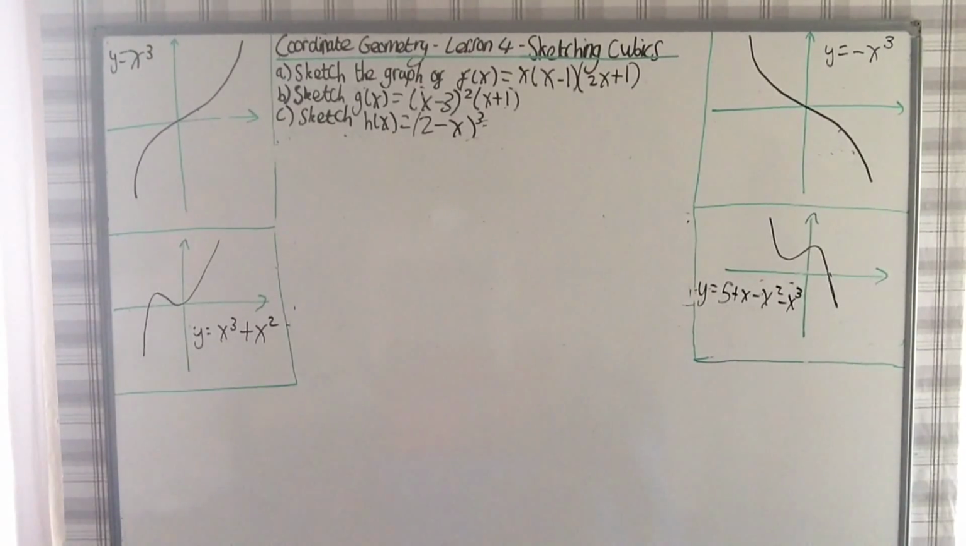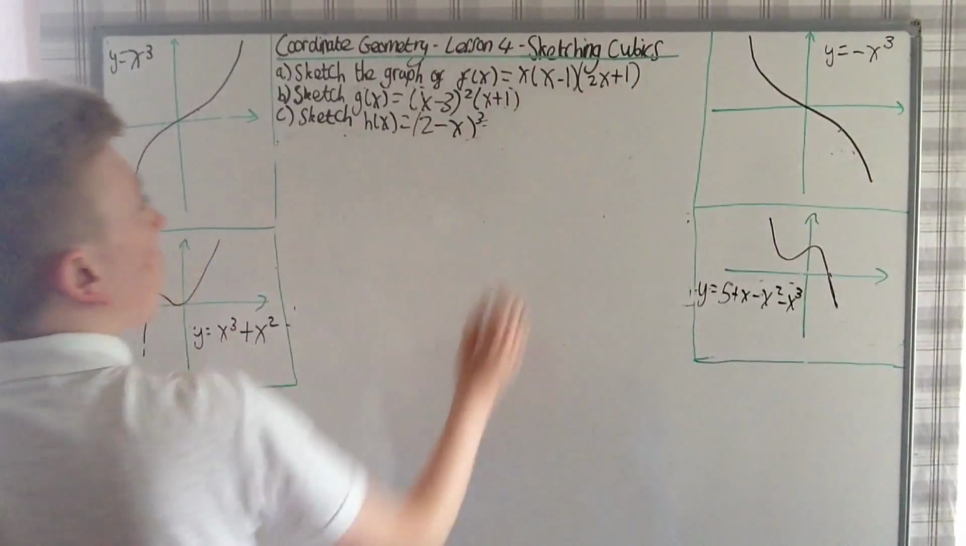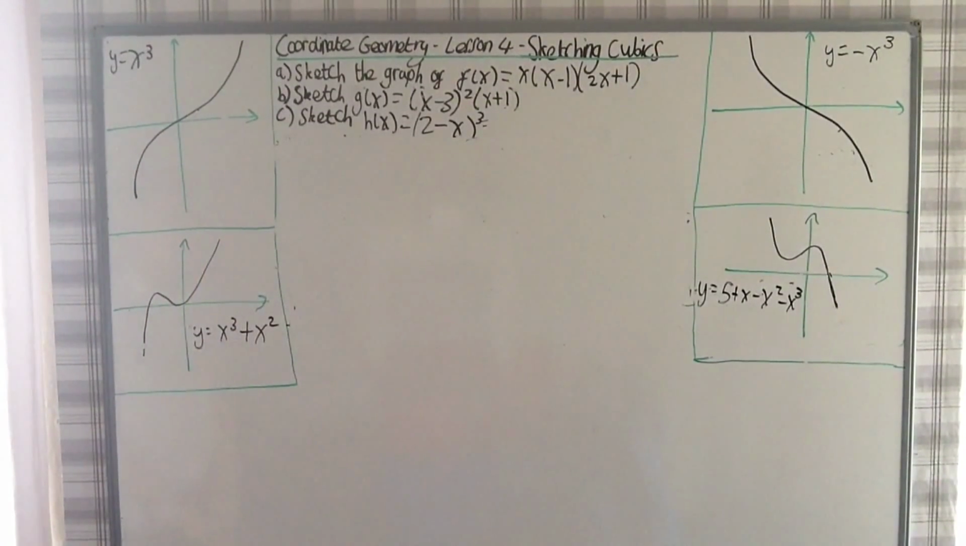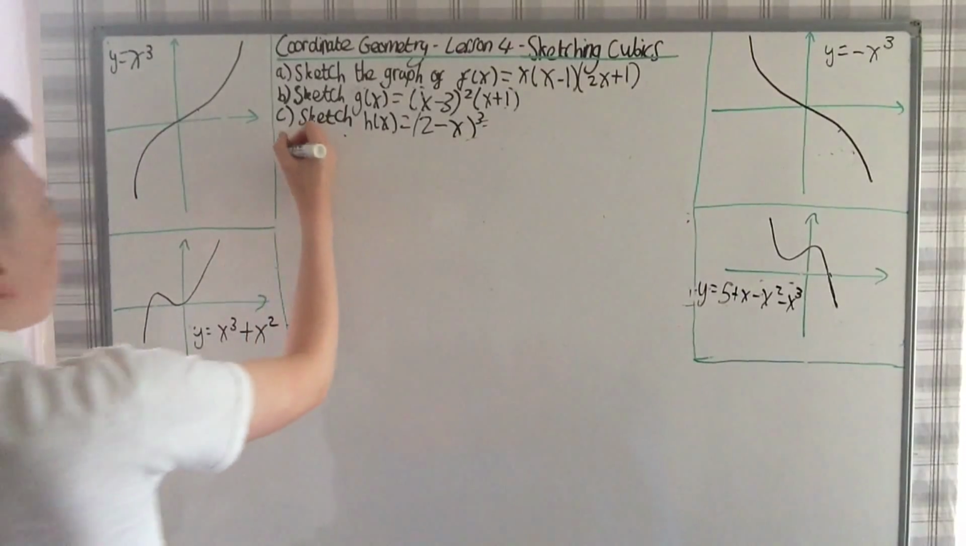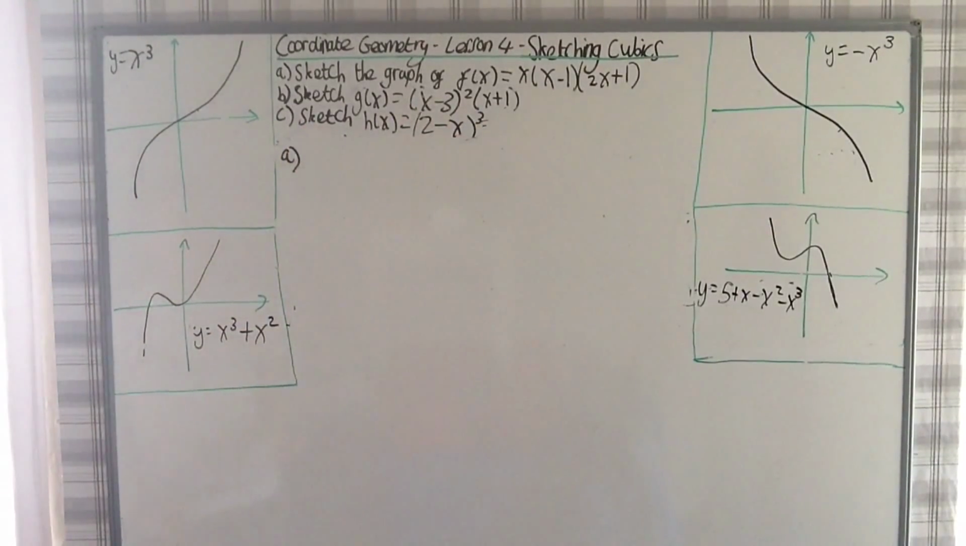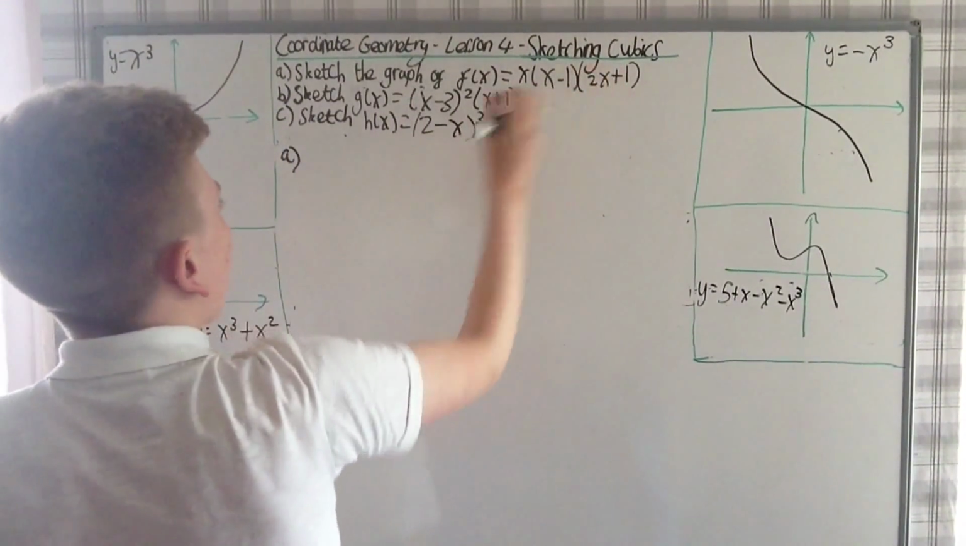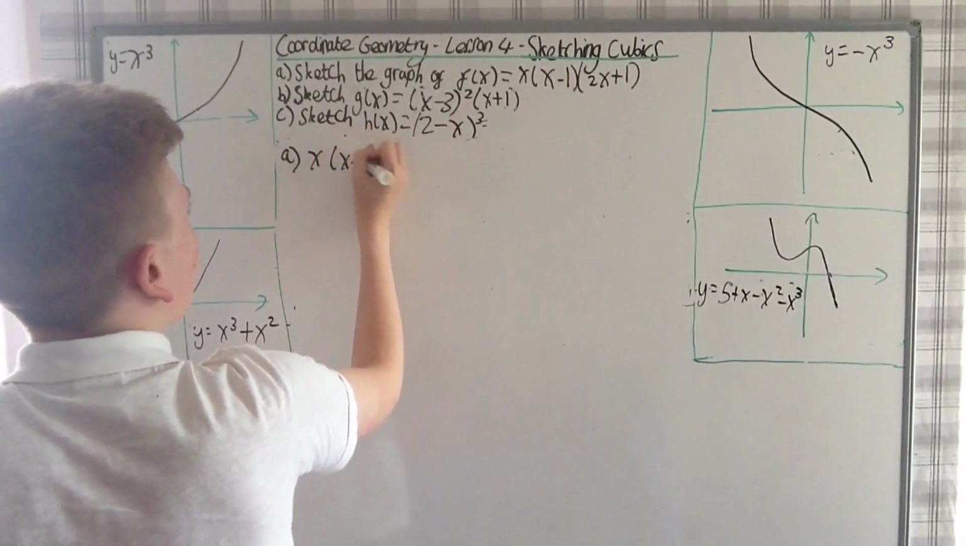So, now let's focus on answering this question. And when we do this, these graphs will become more relevant. So, it says sketch the graph of f of x equals x multiplied by x minus 1 multiplied by 2x plus 1. So what we do is at first we have to make this function equal 0.